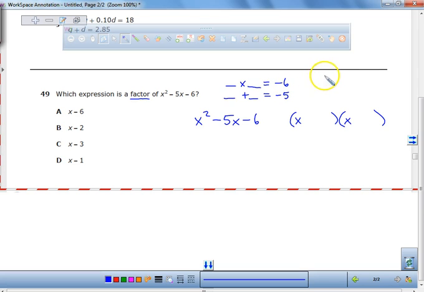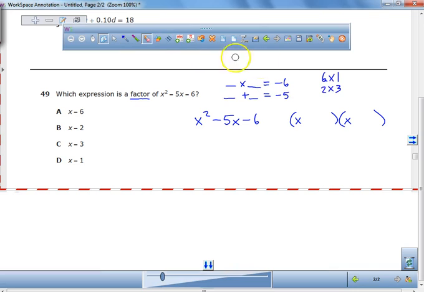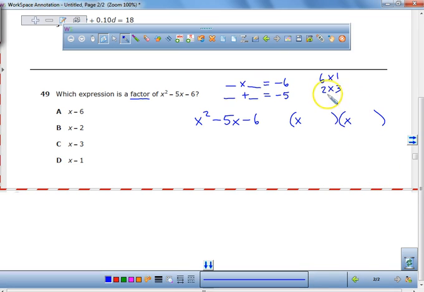What are the only factors of 6? 6 times 1 and 2 times what? 2 times 3, right? Well, what do they have to multiply together to equal? A -6. All right. Now, 2 and 3 can get us to a -5, right? But they both have to be negative. What's a negative times a negative? Positive, so it's not going to be a 2 and a 3. The factors are going to be x minus 6 and x plus 1. Because -6 times 1 is a -6, and -6 plus 1 is a -5.